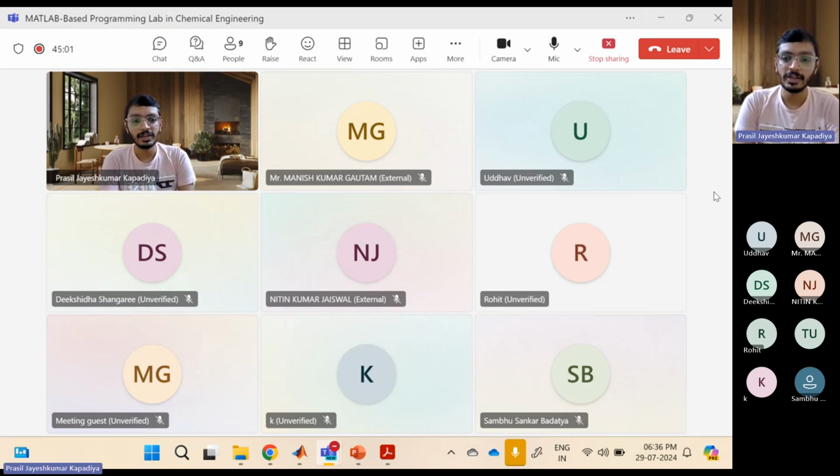Manish, you're in your final year, so you must know something. We all used to use graph paper. So what did you plot on graph paper? You may have plotted ln P versus 1 by T. What else?